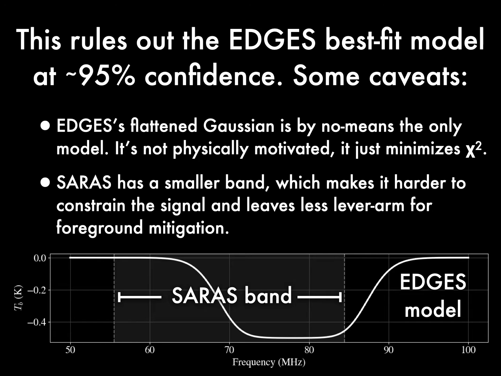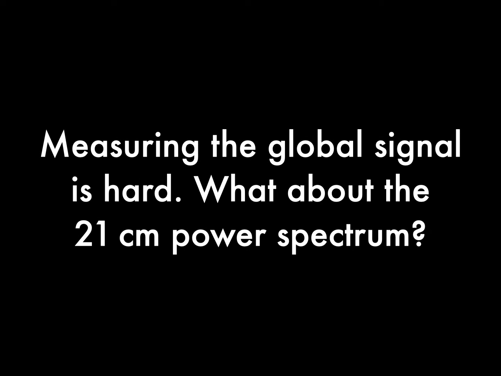some tension. And the other thing to point out is that SARAS is measuring only a subset of the EDGES band, and as a result, they're only really able to see one of these turns in the supposed EDGES signal, not both of them, which I think also gives them a little bit less lever arm to mitigate the foreground. So I think this is still an open question, but certainly SARAS is a knock against what EDGES claims to have seen. So I think that gives some sense of the fact that measuring the global signal is quite challenging.